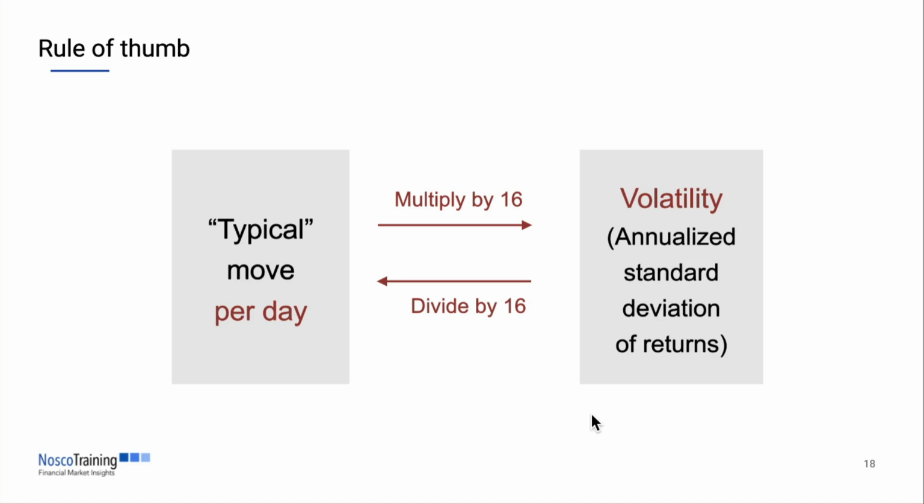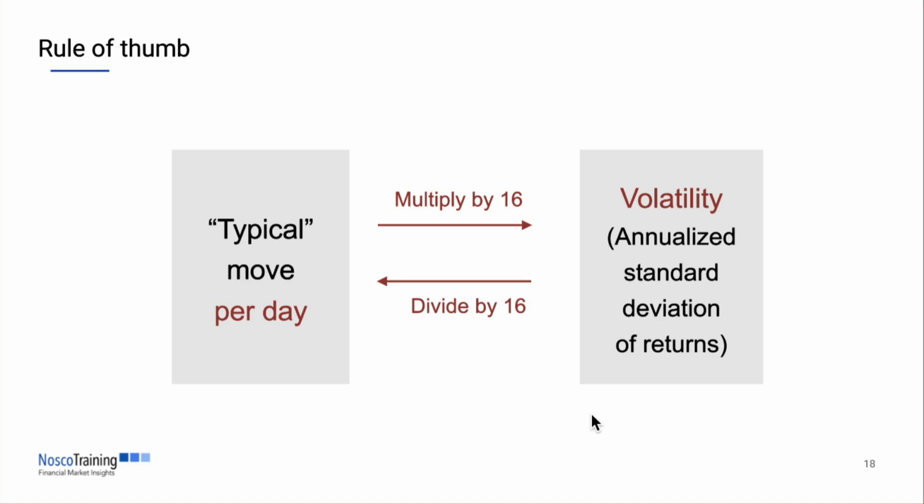And remember why we had this rule. Why 16? Well, think about how many trading days we have in a year. We have about 252 trading days. Now, if we take these 252, we need to scale with the square root of 252. What is the square root of 252?